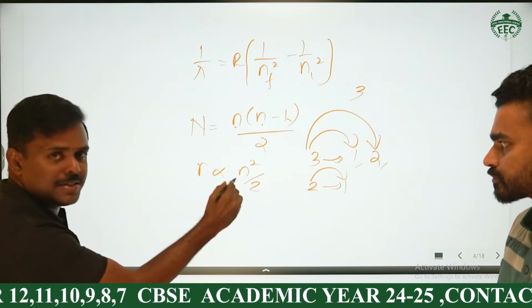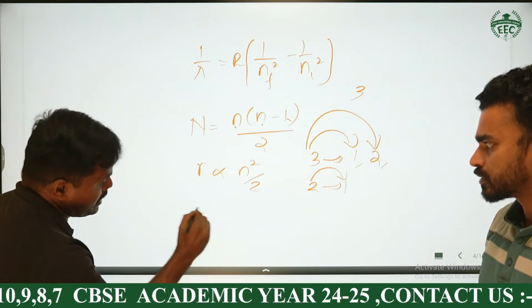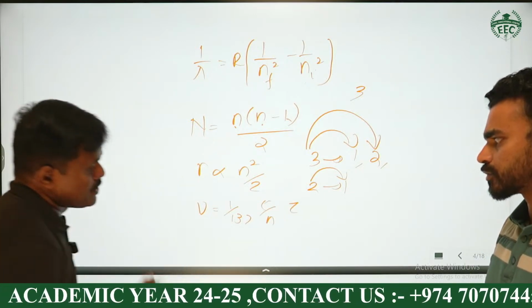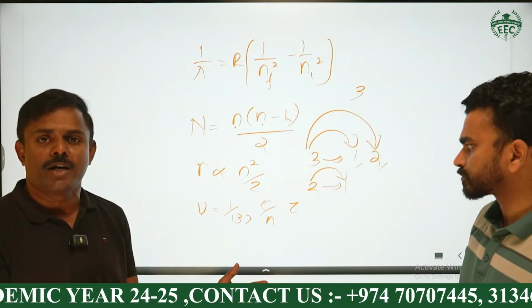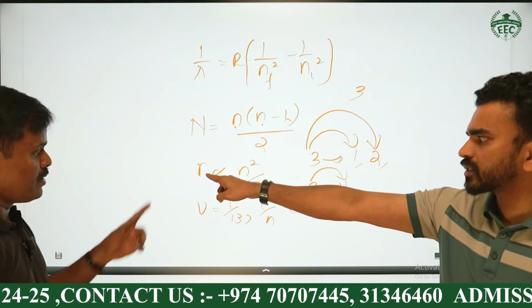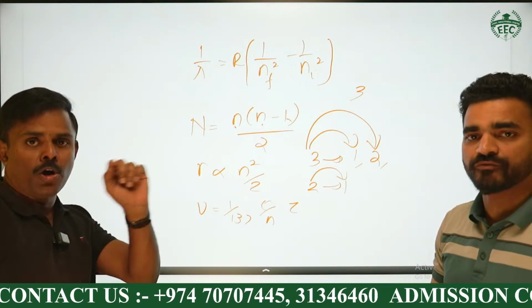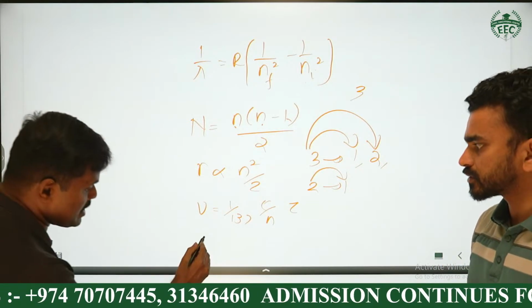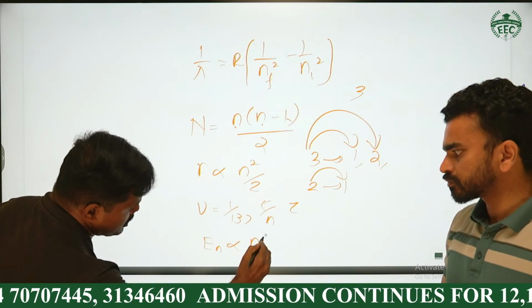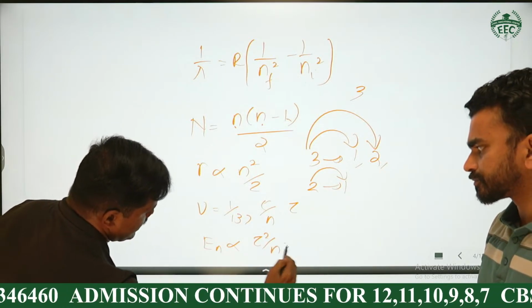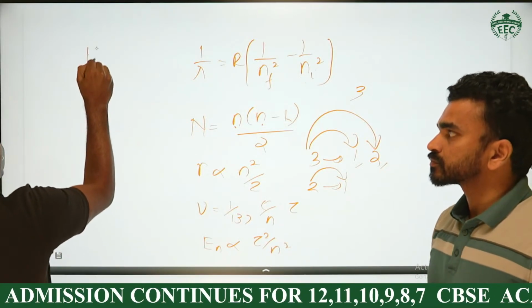Yes. And then the orbital radius is n square by z, and velocity is 1 by 137 c, z by n. C is the velocity of light, n is the quantum number, right? Z is the atomic number. And students can also learn by heart the radius of the first orbit of the hydrogen atom, about 0.53 angstrom. It is called Bohr radius. Energy is proportional to z square by n square. Z is to be taken for hydrogenic atoms.